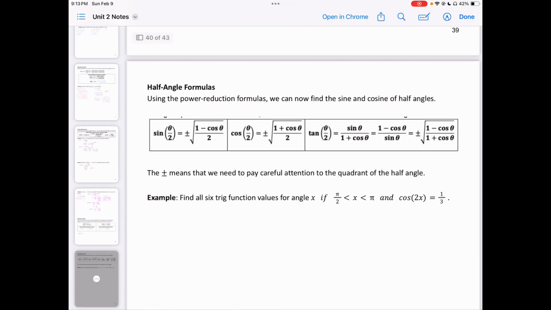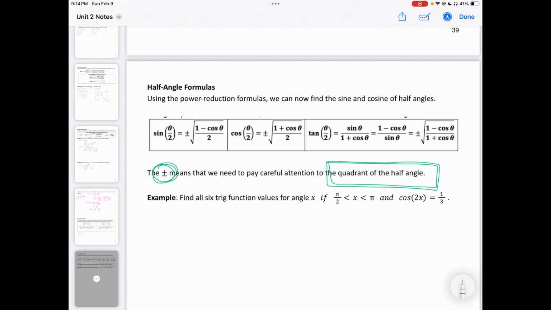Now we need to talk about the half angle formulas. They can be derived from the power reduction formula. We don't need to go into the detail of it. All I really need you to focus on is that there's a plus minus. That means you need to pay attention to the quadrant of the half angle. The quadrant of the half angle will determine if the root is positive or negative. This sometimes even gets me, so really pay attention to it. If I end up making a mistake in here and you notice it, please let me know. I'm going to do my best to get it right.